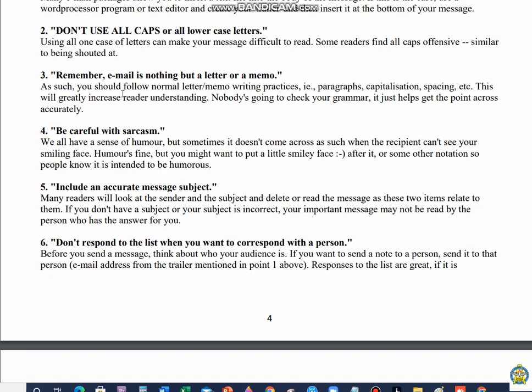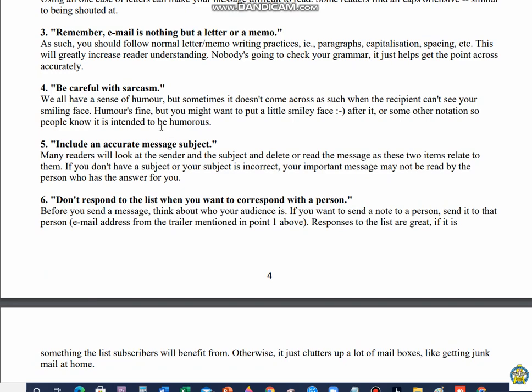Then remember, email is a letter or a memo. So what you write, paragraphs, capitalization, spacing, all that is important. Then be careful with sarcasm. Let us respect others as you want to be respected. Then it is always good to add a subject in your mail. When you send a mail, there is a subject field. What is the letter about? It should be stated.